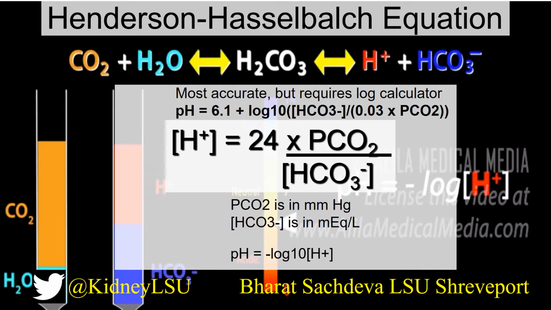Probably the most common clinical presentation that we see in daily practice is a low bicarbonate concentration, which raises the hydrogen ion, lowers the pH, and metabolic acidosis is the common diagnosis there.